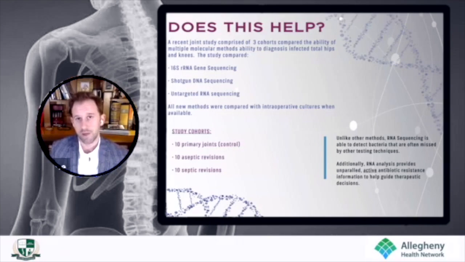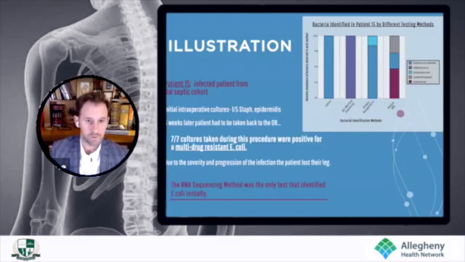Unlike any of the other molecular methods, RNA sequencing was able to beat them all. It had the best predictive value when it was applied to random forest modeling. It was able to accurately predict the infection within an accuracy of 79% compared to the other types, which were 74 and 58% respectively. Additionally, RNA was able to give us some vast insight into the active antibiotic resistances being expressed by these pathogens.